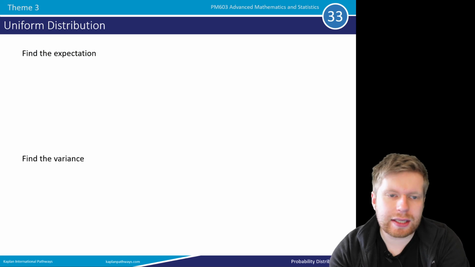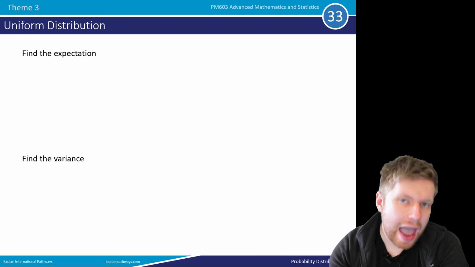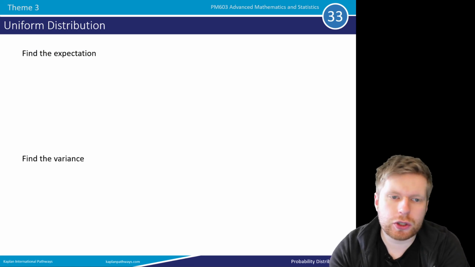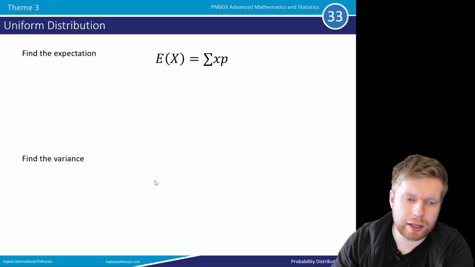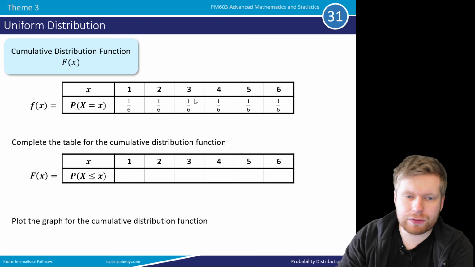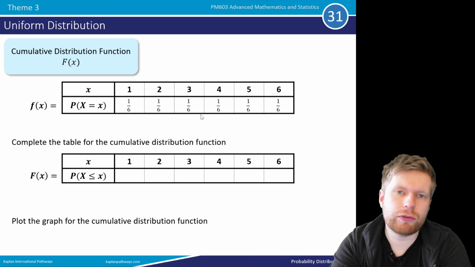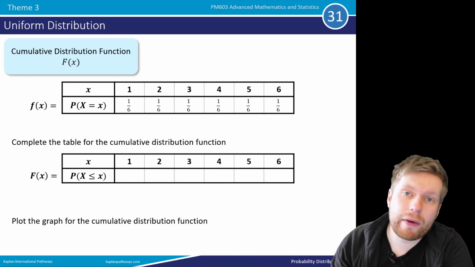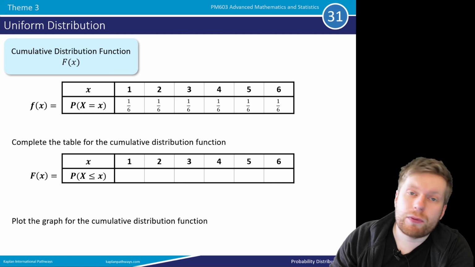So I want you to find the expectation and the variance of this uniform distribution that I've just found. If I want to find the expectation and the variance of the uniform distribution, there's the probability mass function. I want you to find the expectation and the variance. Please upload it to Flipgrid before the next lesson.